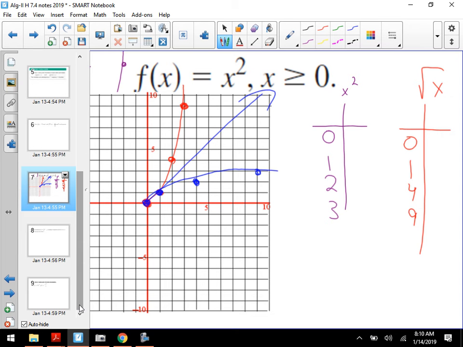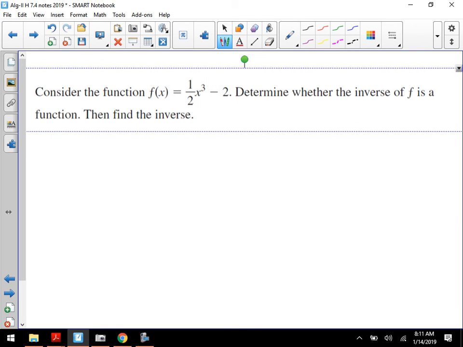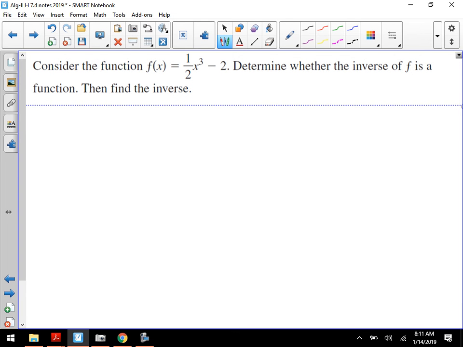No. Because how do you undo cubing? You cube root. How do you undo the fifth power? You take the fifth root. The same idea. Okay. You're close-ish. Okay, so let's do this one.